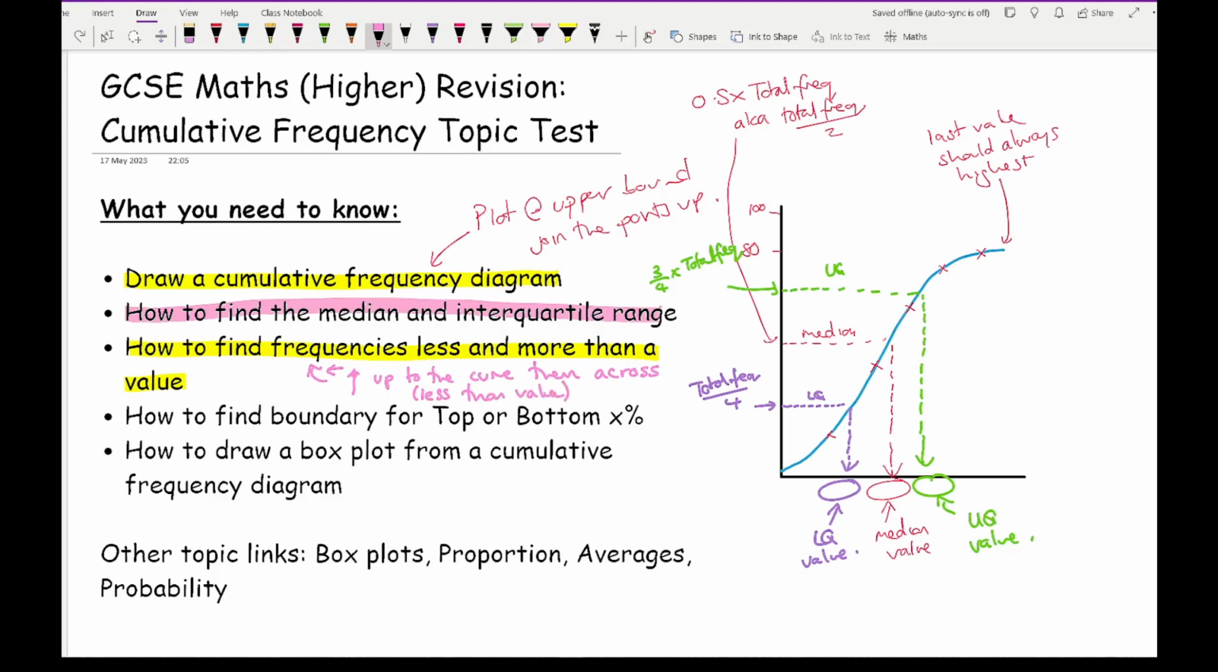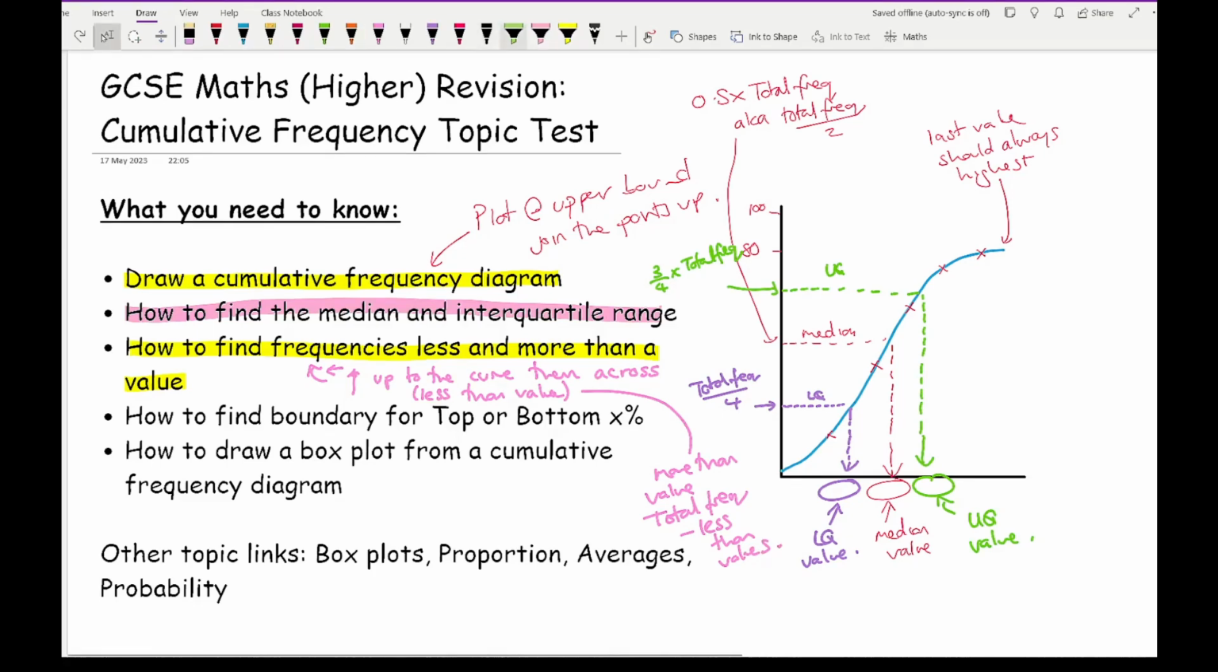So if you want more than, the more than value is going to be the total frequency minus the less than value. Now if that makes absolutely no sense to you at all, do not worry, we're going to go through some examples of where we'll be finding both of those two.